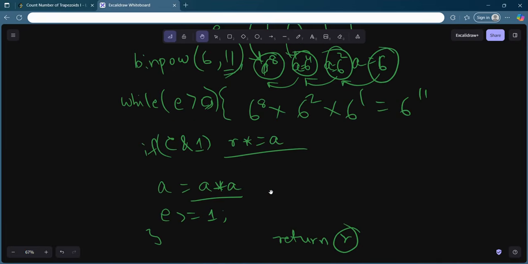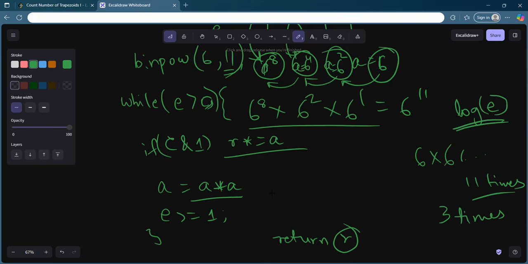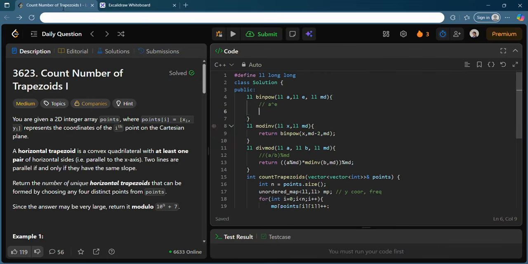How exactly does this speed up the calculation? Earlier what I was trying to do is multiply 6 eleven times. So instead of 11 times, what is the number of times that I am using this loop right now? It is only 3 times. So it is a log number of times basically. So complexity is log of e, the exponent. No matter how large the exponent is, you can use this binary exponentiation to calculate that.